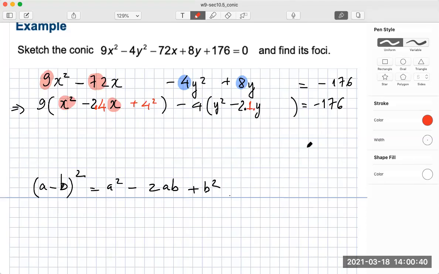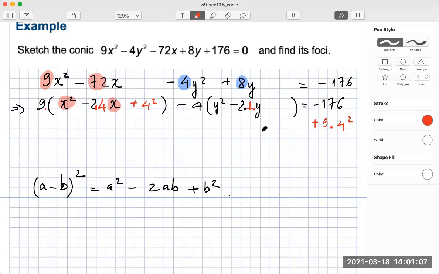Okay. But somehow we add 4 squared, but in front of that, we multiply with 9. It means that we add 9 times 4 squared on the left-hand side. So we should add the same amount on the right-hand side. Do you agree? To make it even.